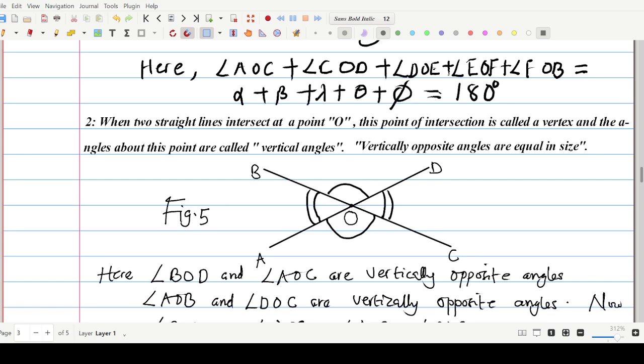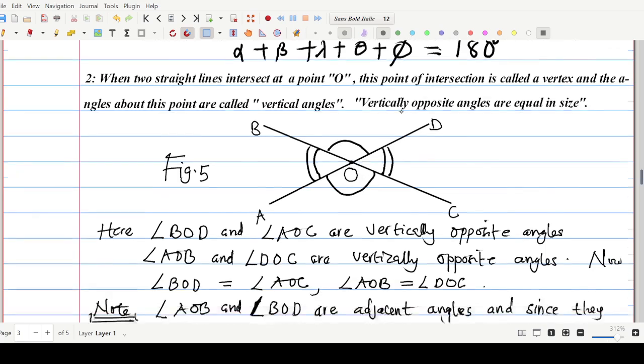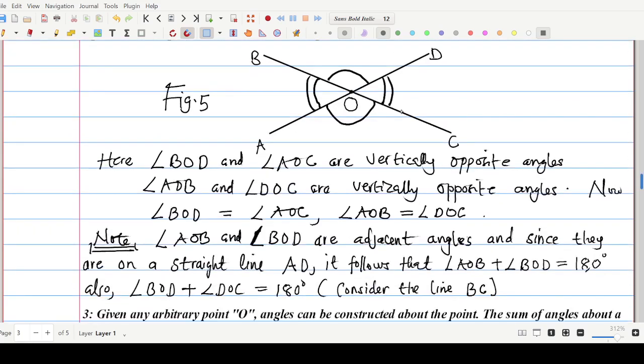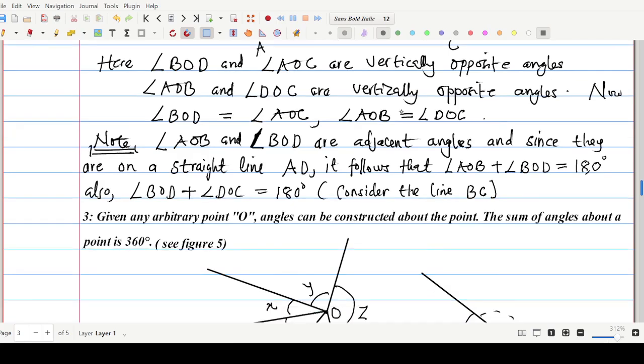Similarly, angle BOD, that is this angle you see here, and angle DOC, this angle you see here, they are also adjacent angles. And not just that, they are on a straight line BC. Because of that, it follows from axiom 1 that the sum of these angles is 180 degrees. All right. So we're done with that explanation. So we go over to the other aspect.